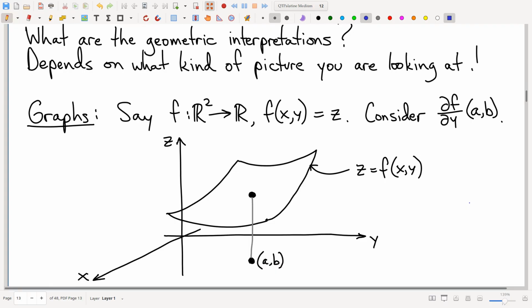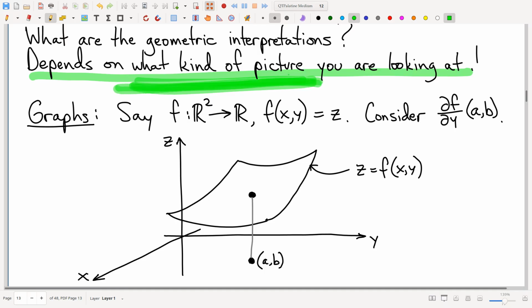And said differently, we want to talk now about what the geometric interpretations of partial derivatives are. Now I emphasize, again, y'all heard me give the big speech last time. It depends on what kind of a picture you're looking at, right? Calculus of graphs is going to be very different from calculus of level sets, which is very different from calculus of parameterizations. So let's be explicit.